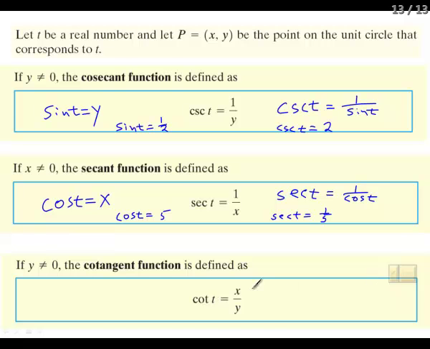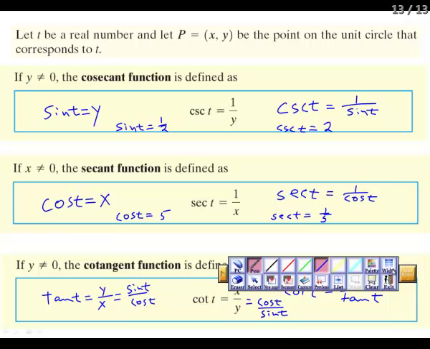Cotangent is the reciprocal of tangent. So if here we have tangent t is y over x, then cotangent is x over y. And so we could also say that cotangent t is equal to 1 over tangent t. Since tangent is sine t over cosine t, then cotangent is going to be cosine t over sine t. Okay.